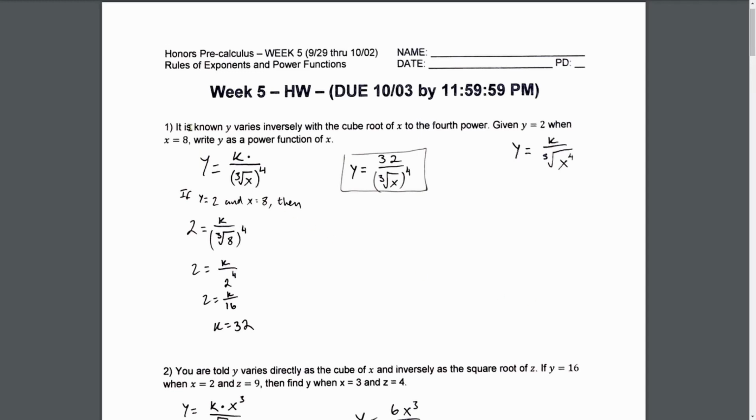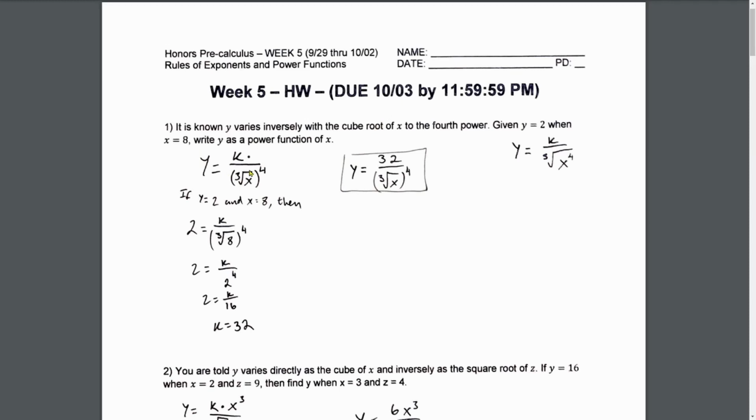The question asks, it is known y varies inversely with the cube root of x to the fourth power. Given y equals 2 when x equals 8, write y as a power function of x. Since it says varies inversely, we know the x part of the function is going to go in the denominator. If this were to say varies directly, then the x portion would be in the numerator. But since this says inversely, we're going to leave that in the denominator.